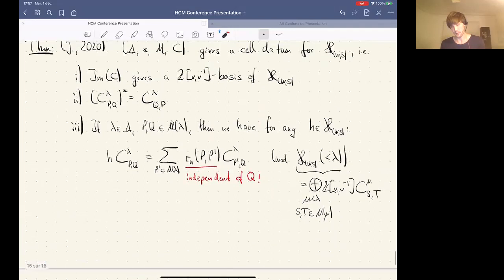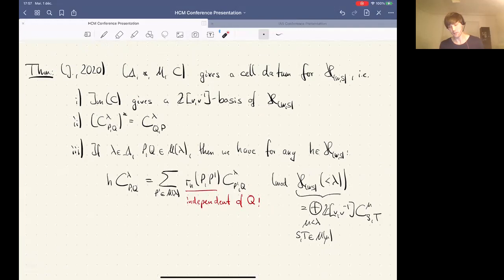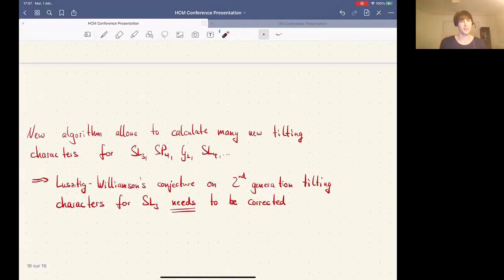And I just want to make one last unrelated comment. A new algorithm that I implemented allows to calculate many new tilting characters for SL3, SP4, G2, and SL4. And this shows that actually the Lusztig-Williamson conjecture on second generation tilting characters for SL3, the billiards conjecture, needs to be slightly corrected.